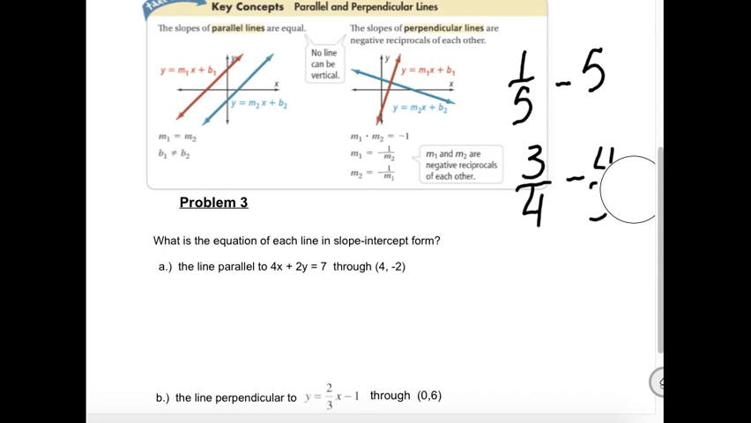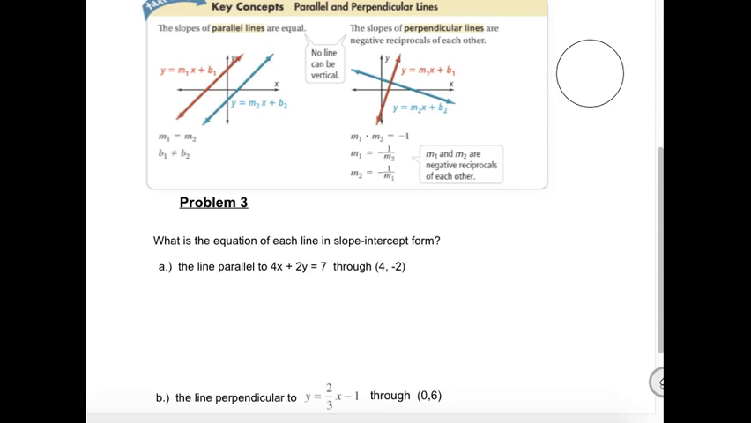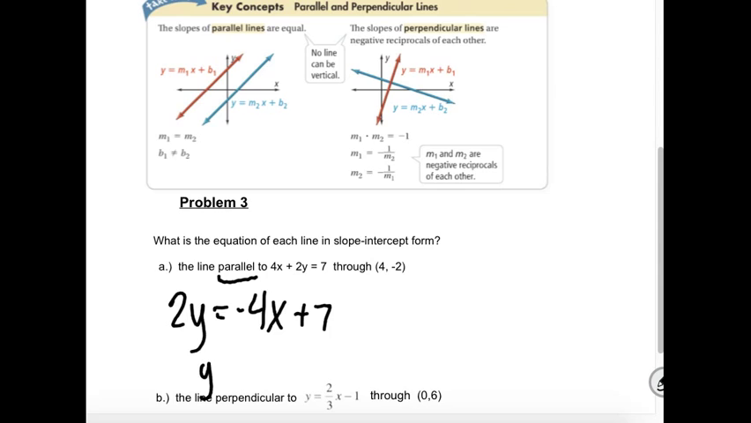Problem 3 says, what is the equation of each line in slope-intercept form? A says the line parallel, that's a key word, parallel to 4x plus 2y equals 7 and through a point. Parallel means that we want our slopes to be the same. So I have to figure out what the slope of this equation, 4x plus 2y equals 7, is first, and then I can put it into my new equation. To figure that out, we've got to get y by itself. So I'm going to subtract 4x over, and then divide by 2 to get y equals -2x plus 7/2.